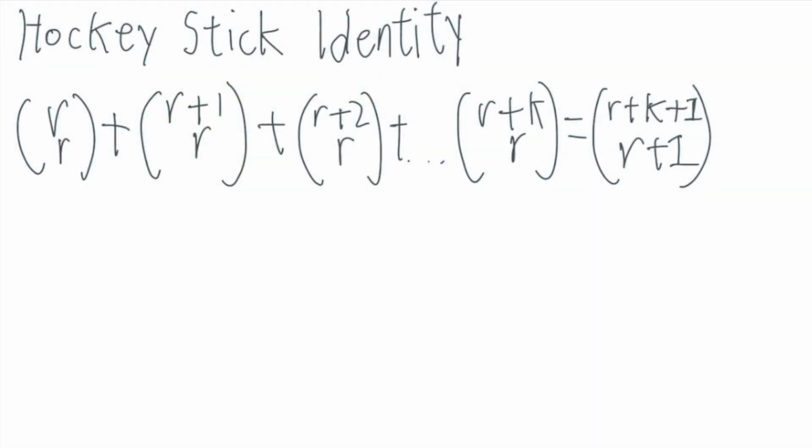Today I want to talk about the hockey stick identity, which is a common identity that's used in combinatorics problems, and it's basically an extension of Pascal's identity. So I've written it out here.